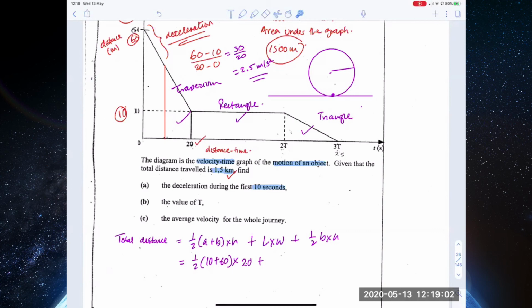T. 22t. What do you think is 22t? 20 plus 2t. Yeah, so if you say 20 plus 2t, do you get 22t? Do you? 22. Nope.